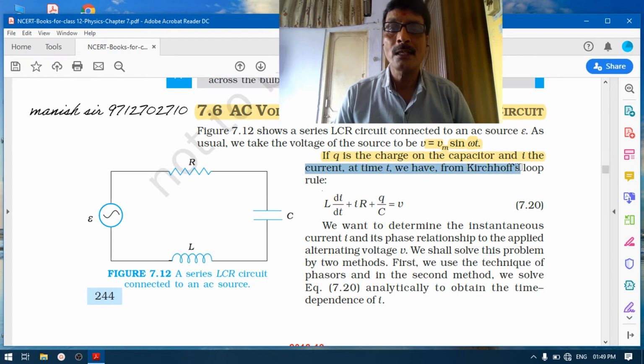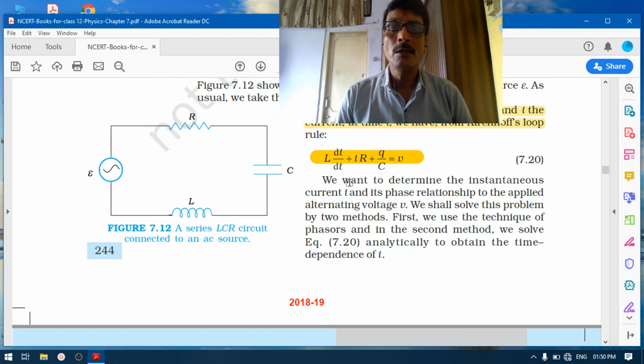we have by the Kirchhoff loop rule, the total AC voltage V is equal to the sum of the voltages across resistance R, inductor L and capacitor C. It is written here: L di by dt, voltage related to the inductor, IR, voltage related to the resistance, and Q by C, voltage related to the capacitor. Now we want to determine the instantaneous current I and its phase relationship to the applied alternating voltage V.